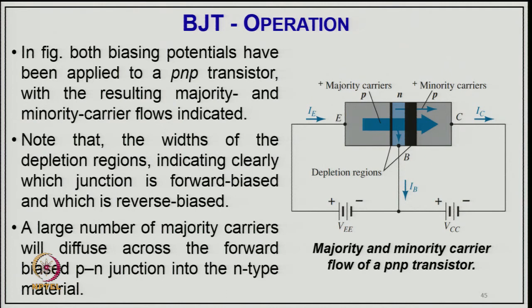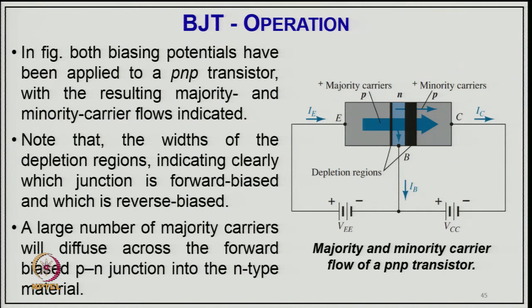So, now coming to the figure here, you can again have a PNP, and we have this as forward biased, this as reverse biased, and this is how the depletion region forms and how the majority carriers move here and how the minority carriers move there. In the figure, both biasing potentials have been applied to a PNP transistor with the resulting majority and minority carrier flows indicated, and note the width of the depletion region, indicating clearly which junction is forward biased and which is reverse biased. A large number of majority carriers will diffuse across the forward biased PN junction into the N material. This is how the majority and minority carriers flow in the PNP transistor.